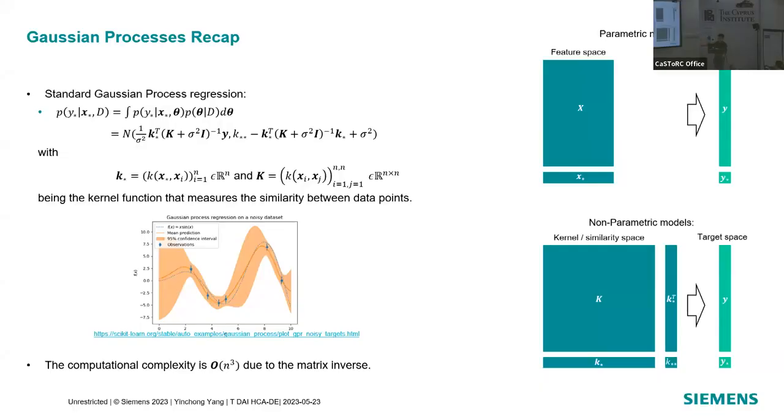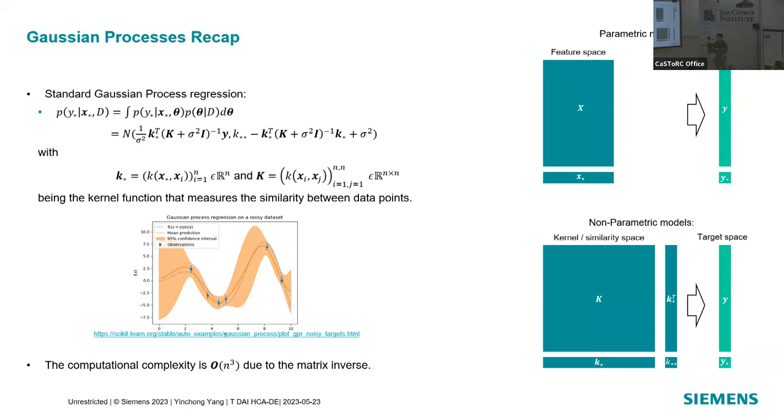So the Gaussian process, as we know, is a really classical model. Simple as it is, it has an analytical form of the posterior distribution of the prediction. So it can be, in a very clean and principled way, decomposed into an epistemic uncertainty and the aleatoric uncertainty.